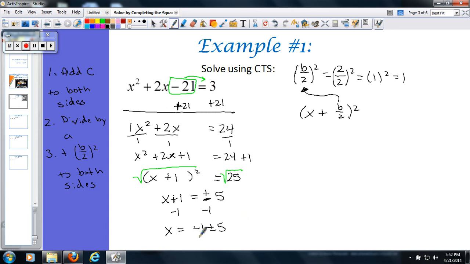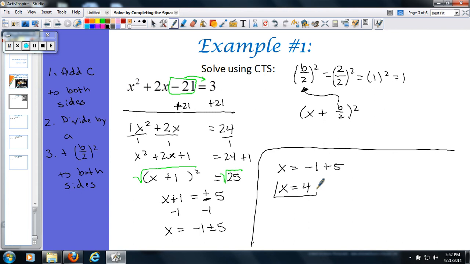Now this can be separated into two equations. The first equation then is x equals negative 1 plus 5, which is going to give me that x equals 4. And then the other one is x equals negative 1 minus 5, which is going to give me that x equals negative 6. You can write your answers this way, or you can write them in set notation, which would be negative 6, 4. Either way would be acceptable.